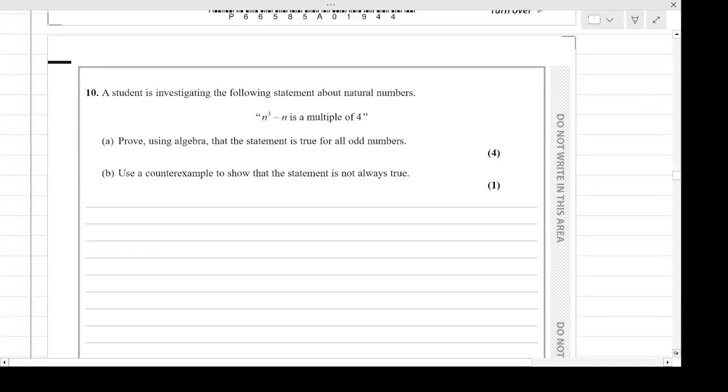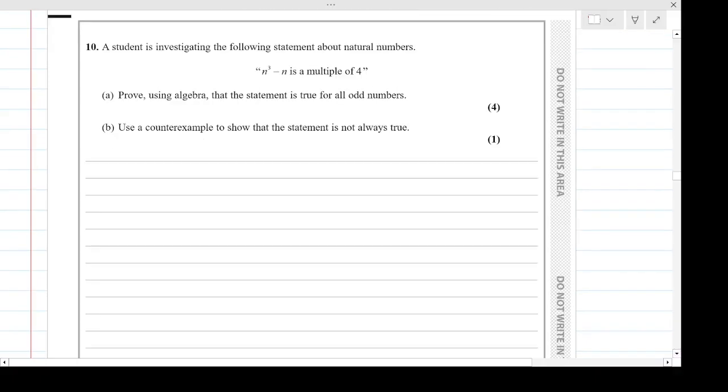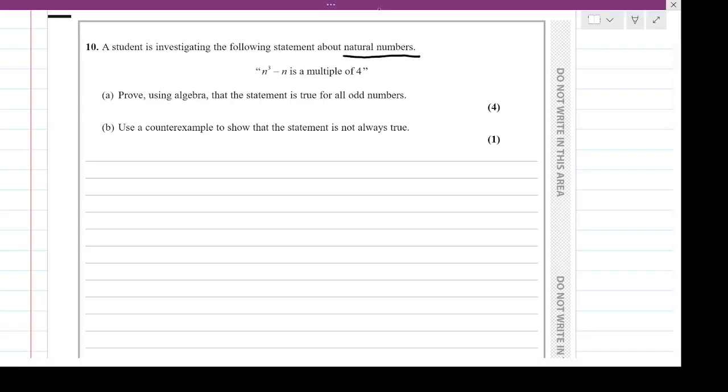Okay, question 10. I'm told a student is investigating the following statement about natural numbers. Natural numbers, again, that just means positive integers, so it's 1, 2, 3, 4, and so on. And we're told that for any natural number n, n cubed minus n is a multiple of 4.